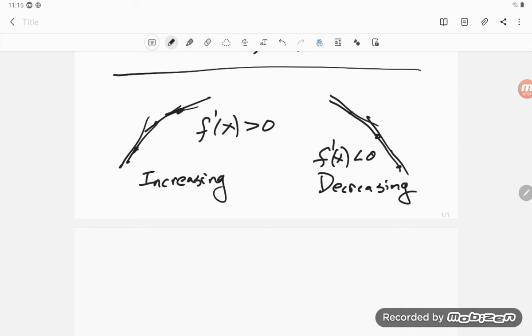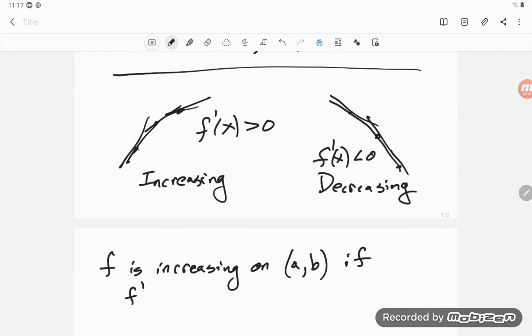And we know that f is increasing on AB if f prime of x is greater than 0 for all x that are elements of that interval AB.